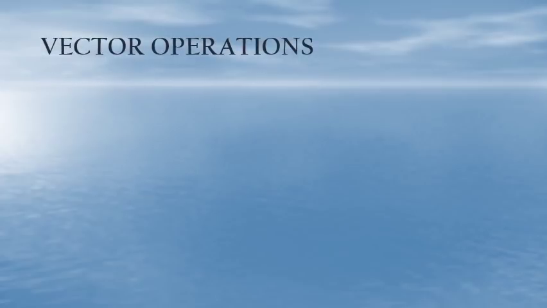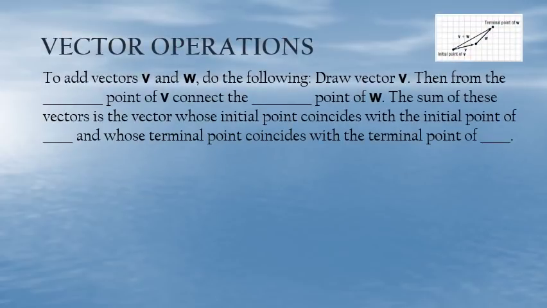Let's take a look at some vector operations. To add vectors v and w, you would do the following. First, you would draw vector v. Now I've already done that for you in the upper right-hand corner. Let me just go over it in red to make it clear which is vector v.